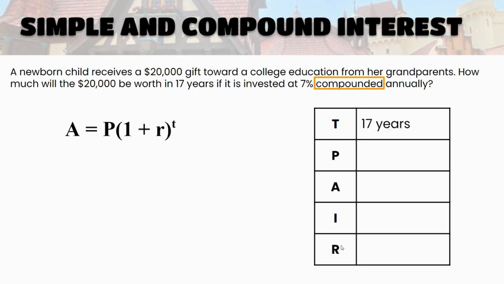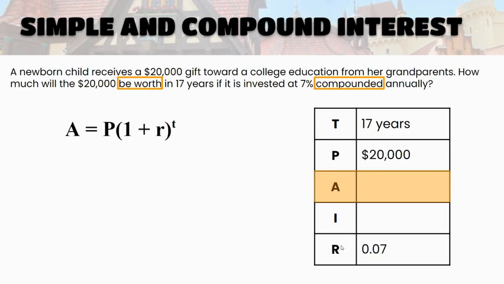It says time is 17 years. The principal is the starting amount, which is $20,000. And the rate, again, it's written as a percent, so I divide by 100 to make it 0.07. Now, what am I looking for? A total amount or interest? Well, it says how much is it going to be worth? So that's the total amount here. So that's exactly what the compound interest formula finds.